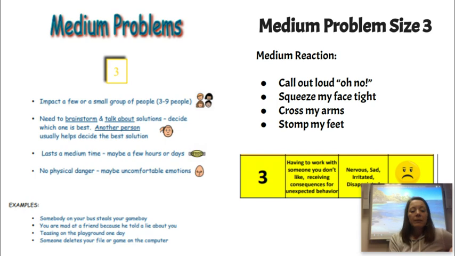someone steals your phone at school. Maybe there is teasing on the playground, or maybe at home, we used to see this all the time at school, someone would delete their Minecraft world. So that might be a size 3 medium problem. A reaction to a size 3 medium problem would be maybe you say, oh no, or you're feeling frustrated, your hands are clenched, your face is squeezed. Maybe you feel like you want to stomp your feet.